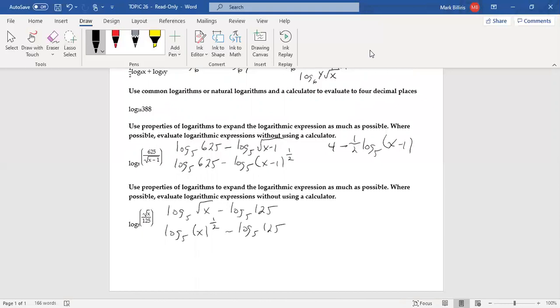Now here we have a power. So again, we're going to use the power rule. That means the 1/2 will go in front of the log base 5 of x. And for this one, since there is an integer to which 5 can be raised to give us 125, we're going to go ahead and simplify. We know that 5 to the 3rd power is 125. So the exponent of 5 that gives us 125 is simply 3. And that would be your final answer.